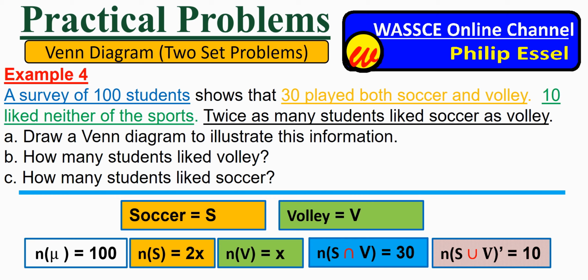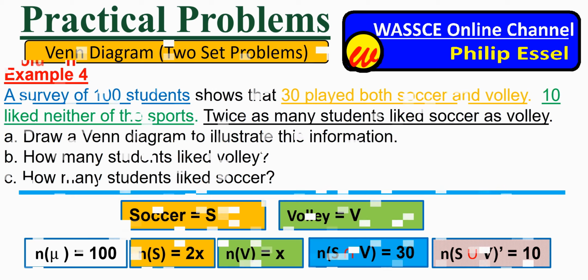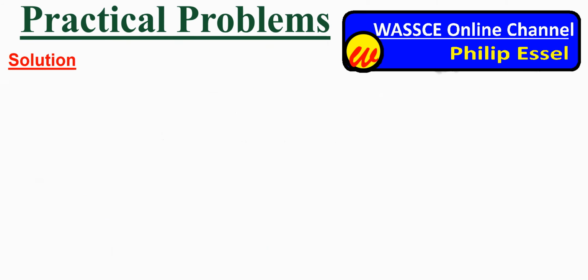At this point, we've been able to gather all the most important information from the question. Let's take them to a fresh page and use them for our solution for this problem. Let's look at the solution to this problem. First, we'll be writing all the information we got from the question.